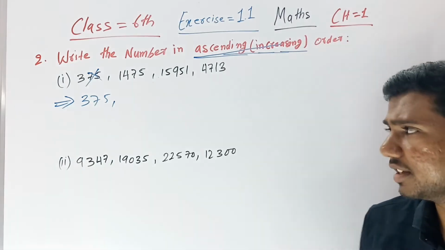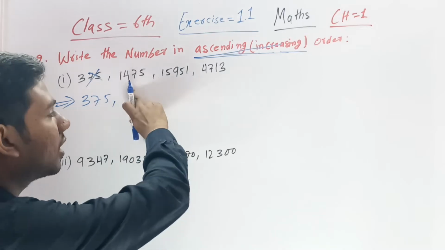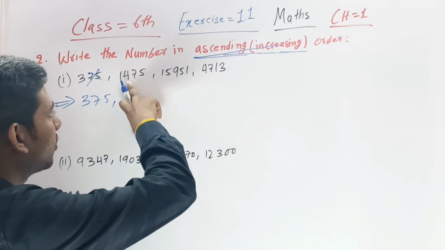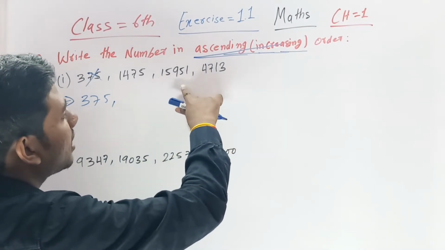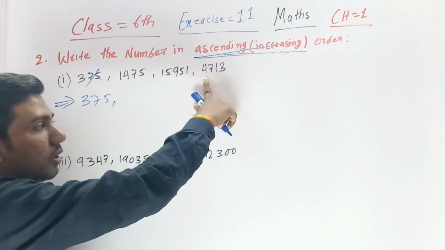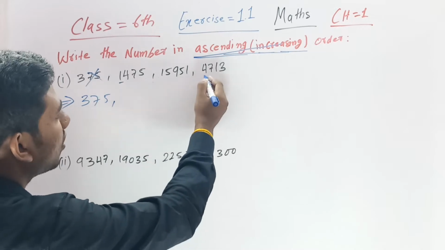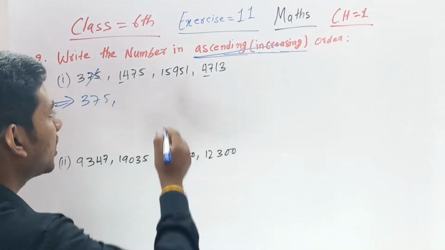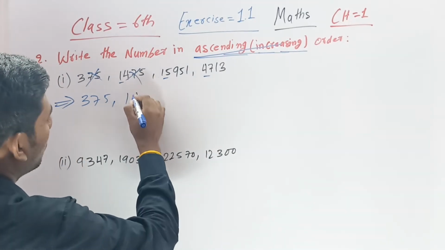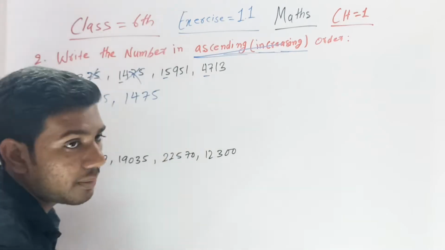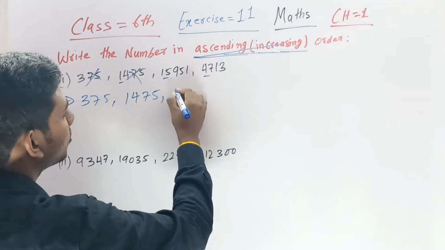Now, among the rest, which is smaller? 1,475, 15,951, or 4,713? Obviously 1,000 or 4,000 or 15,000, which is smaller? 1,000 is smaller, so write 1,475. After that, between 15,000 and 4,000, which is smaller? 4,000 is smaller, right?